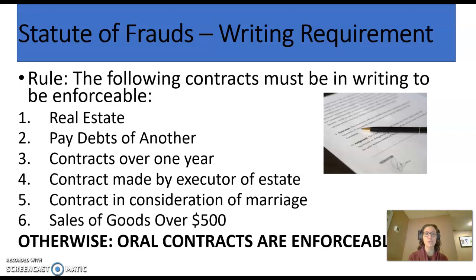So I'm just going to skip over those. But I do want to just quickly mention sales of goods over $500. In about 2 weeks, we're going to do a unit exactly just on the Uniform Commercial Code, and we're going to come back to this particular point in the Statute of Frauds. Because it's really a UCC rule, but that is also contracts that must be in writing.